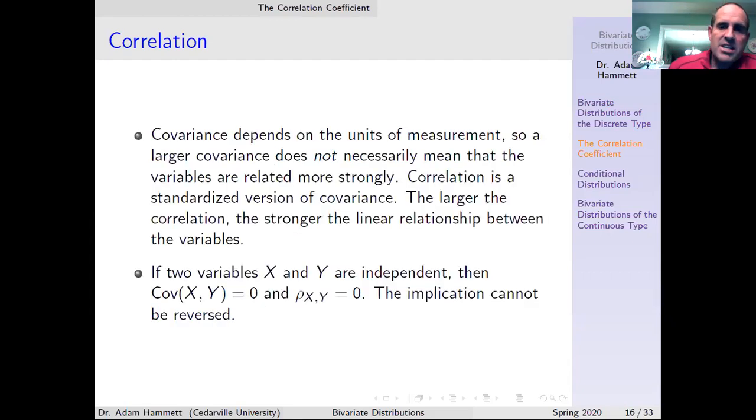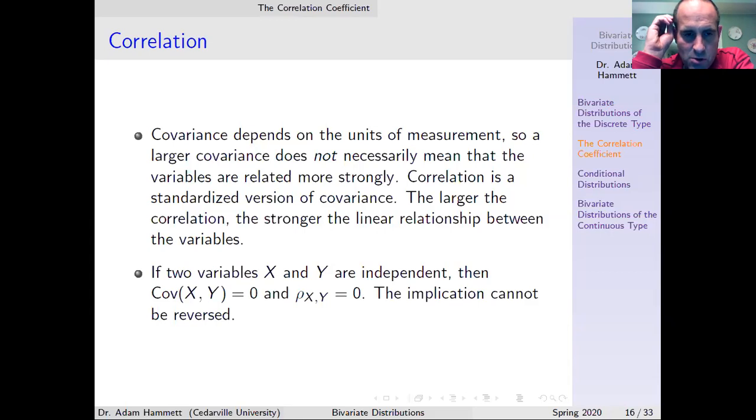So here's a couple of tidbits that I'll kind of finish with, and we'll come back next time and do an example with some of this and move on to some other things. Covariance depends on the units of measurements. I already kind of said this, but a larger covariance does not necessarily mean that the variables are related more strongly. Correlation is a standardized version of covariance. Okay, so correlation standardizes it by dividing by the standard deviations to get rid of units. The larger the correlation, the stronger the linear relationship between the variables.